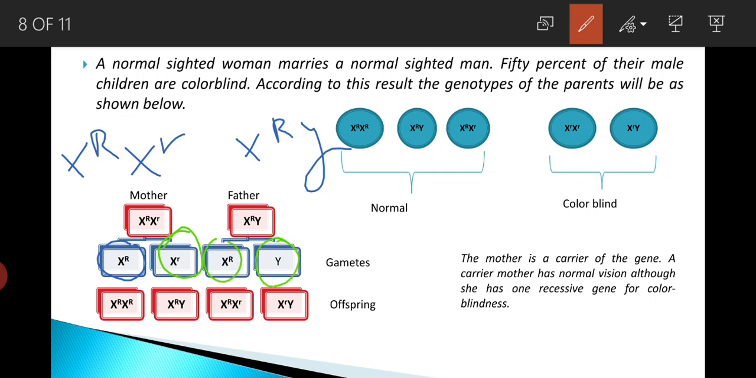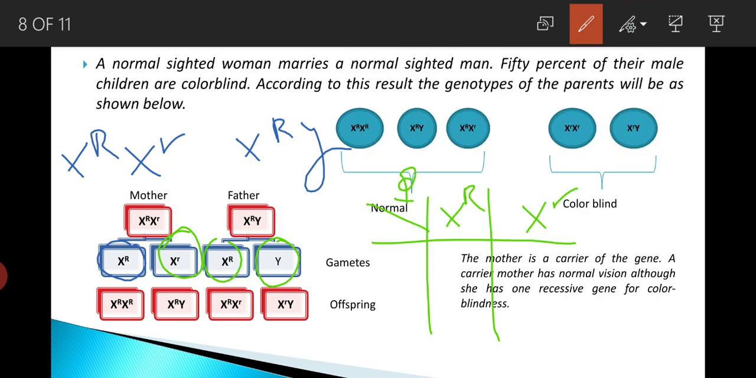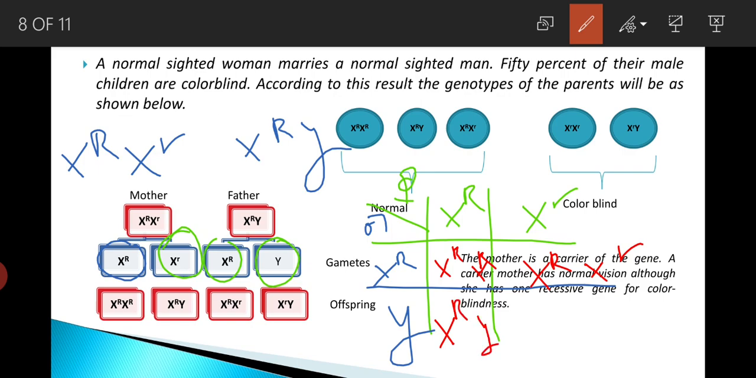And if we put them in the Punnett square, we can see that here we will have the gametes for the mother, and for the father we are going to have these gametes, which are X large R and Y. If we make the cross with the red color, we are going to see that we have X large R X large R, X large R X small r, then we have X large R Y and X small r Y.